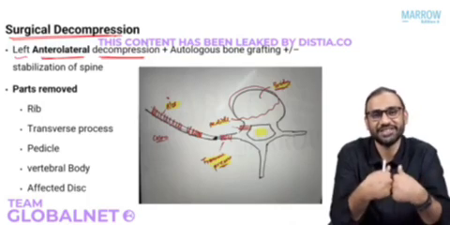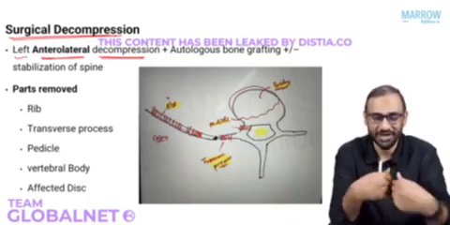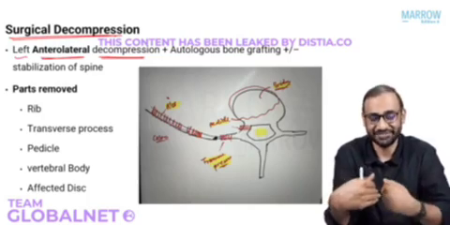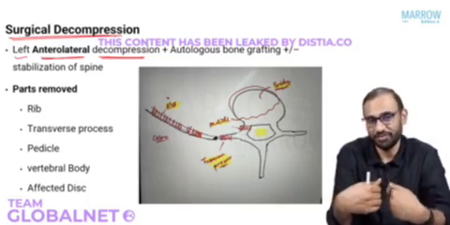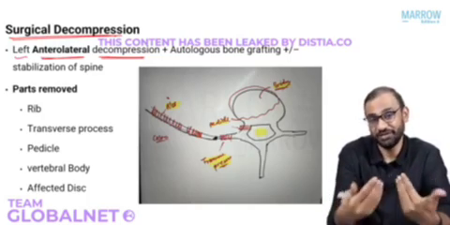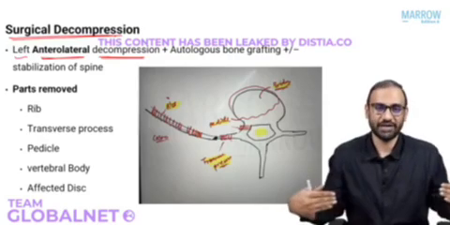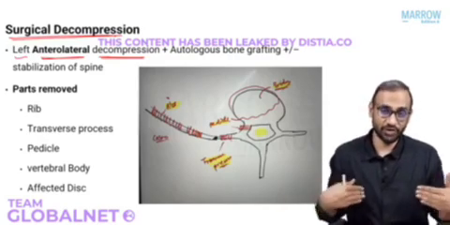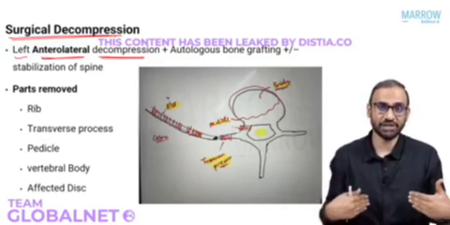Now, what are the options of reaching the spine anteriorly to operate and decompress? You cannot go anteriorly directly like this, right? It's a very difficult approach because a lot of important structures will come on the way. So you have to approach laterally, anterolaterally. Now, there are two ways of approaching anterolaterally for decompression.